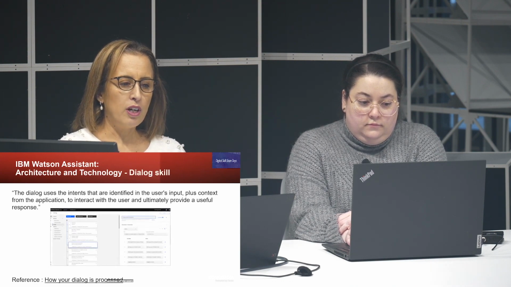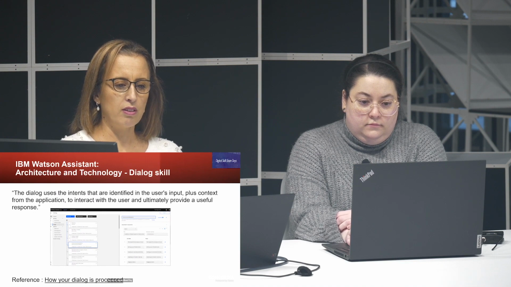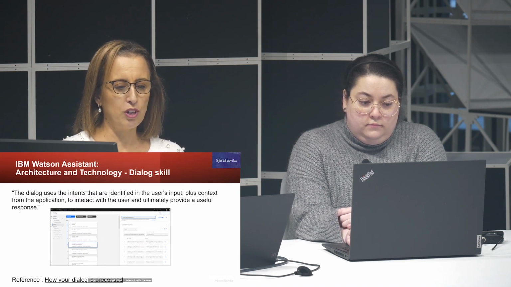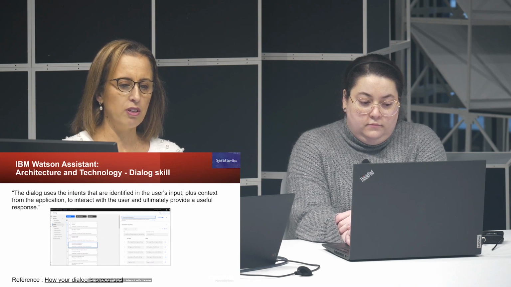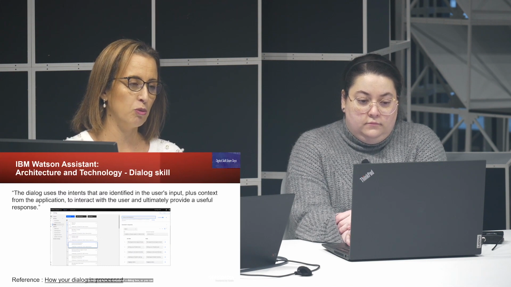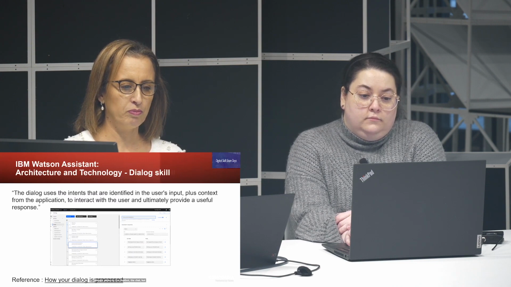We are going to talk now about the dialogue skill. As described by IBM, the dialogue skill uses the intents that are identified in the user input plus the context from the application to interact with the user and ultimately provide a useful response, which is saved in the dialog box. So here you have an example of a dialog box. As you can see, all the answers provided by the chatbot are already added by the chatbot developer to those boxes.